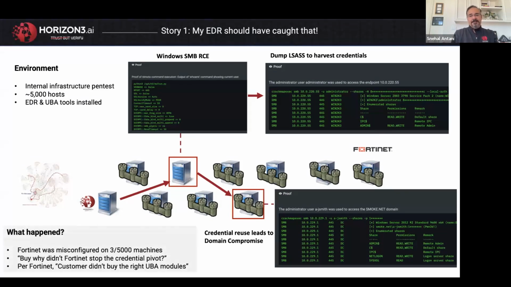And the answer was that the Fortinet agent actually wasn't properly installed on 3 out of the 5,000 machines in this environment. And remember, attackers only have to be right once. Defenders have to be right every time. And this customer had no idea that the automation process to install those agents had failed on those 3 boxes. Imagine this at scale with 10,000 or 100,000 hosts or even more. So don't trust that your tools are working. You've got to verify them.